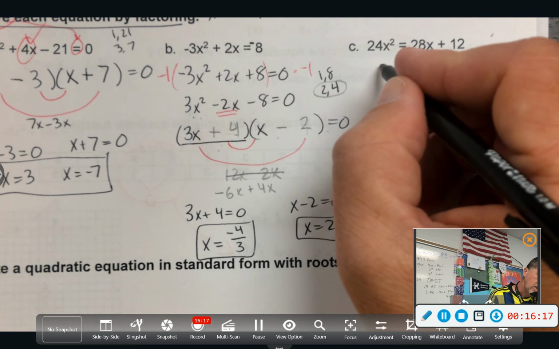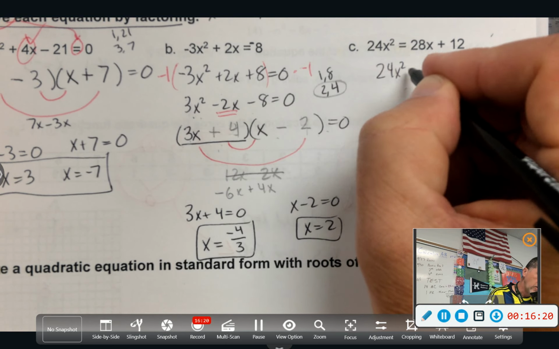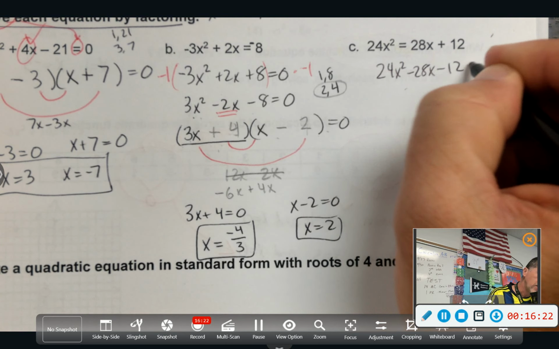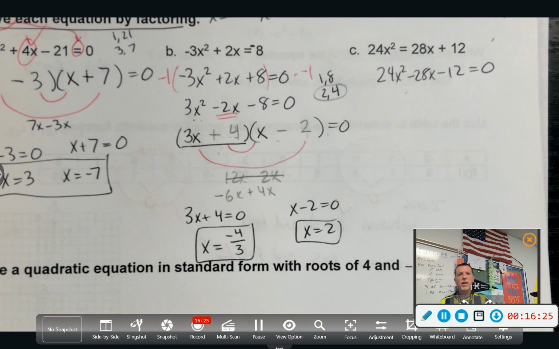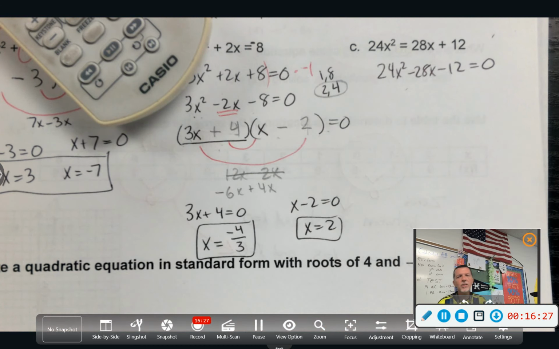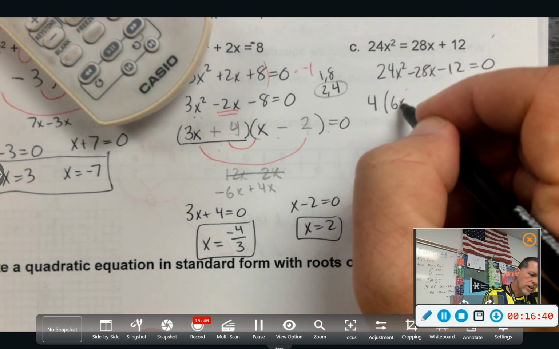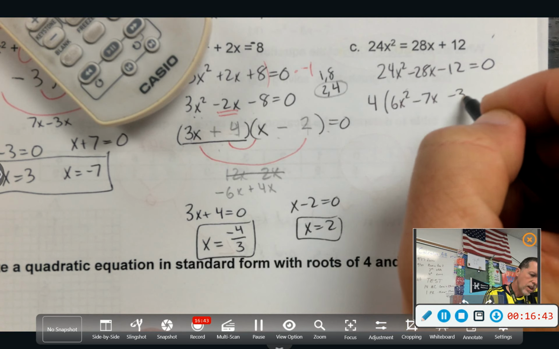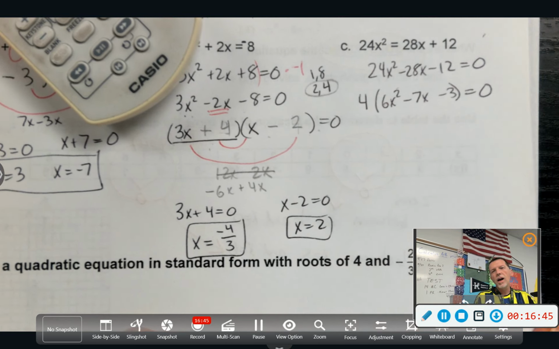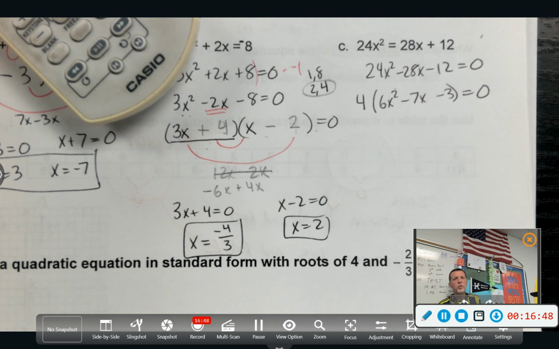Right, part C. I'm going to move over the 28x and the 12 so that it equals the 0. And it doesn't matter which side you move it to, but I want the x squared to be positive, so I moved the things over that would keep the x squared positive. Let's see, let's factor out a 4. Which means I could have just divided by 4. Although this time I'm going to leave the 4 there to show you what it does and what it doesn't do later on.